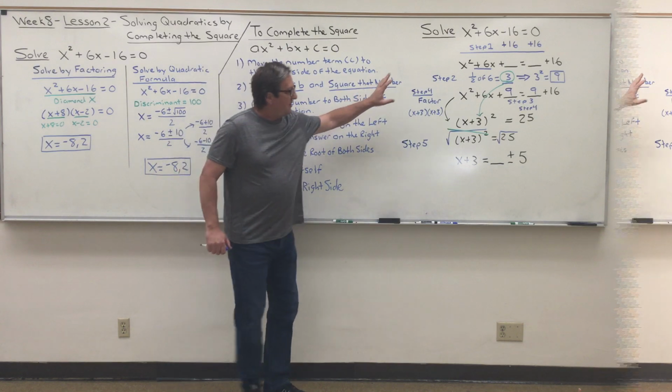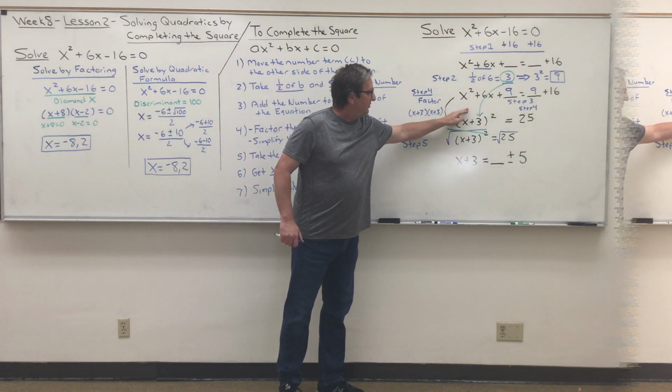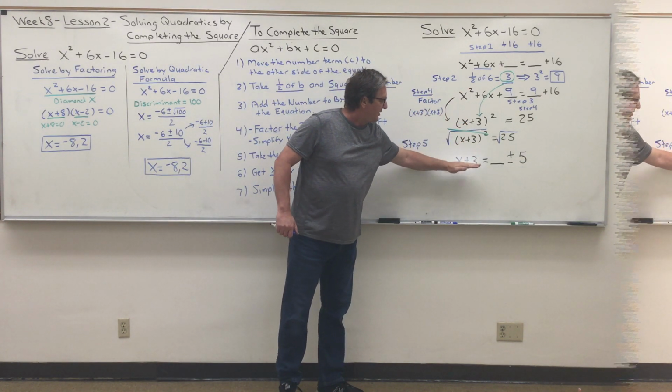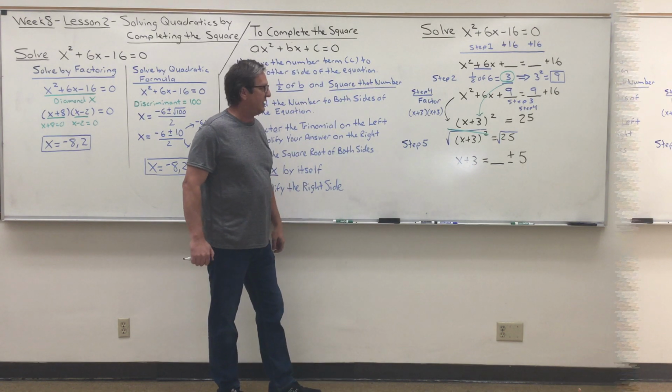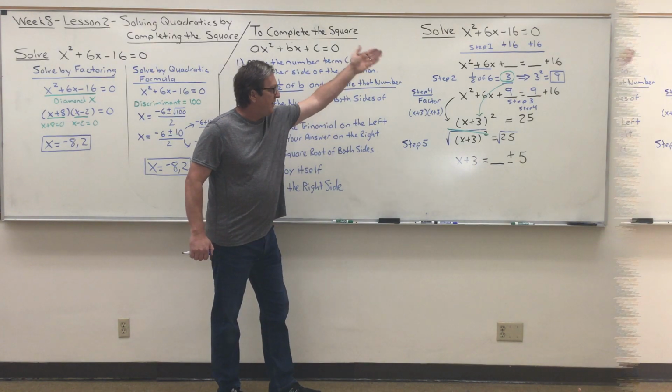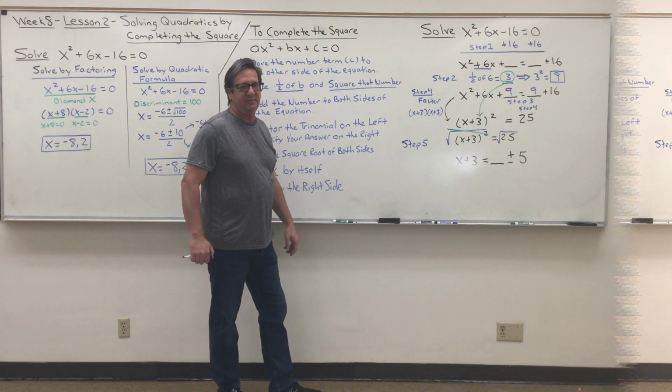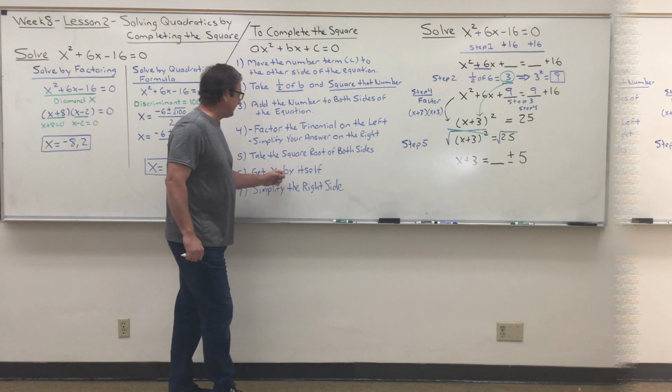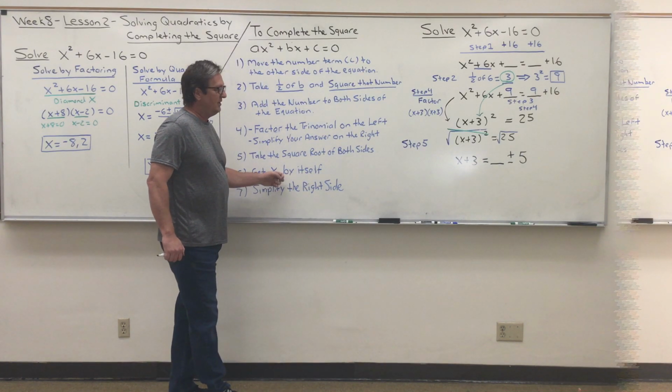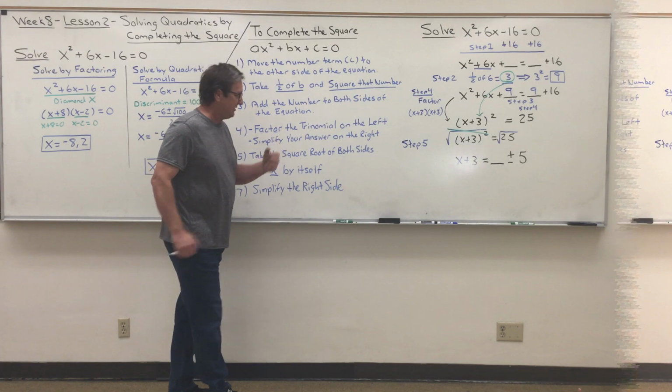Okay? So on the left-hand side, you put the number in. When you square it, you'll simply just get the piece under the radical. The right-hand side is just flowing along. And we get to step 6, it says get x by itself. So the opposite of adding 3 is subtracting 3.